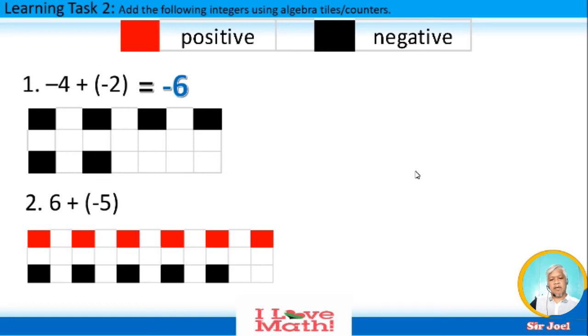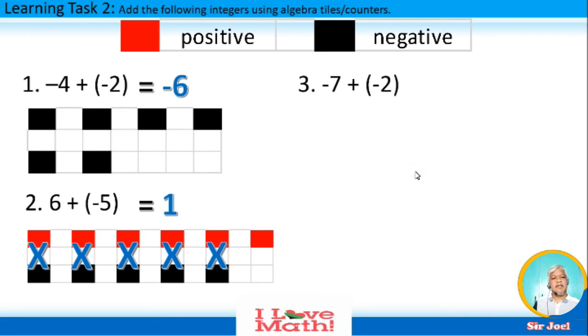So, in this case, very obvious na magkatapat yung red and black. So, pwede natin siyang makancel. Kasi nga, sabi natin kanina, ang sum ng opposite ay 0. So, lahat yun, pag na-cancel, ano ang natira? 1 red square. At dahil 1 red square, red is positive. Tapos, merong isa. So, ang sagot sa problem number 2 is positive 1. Okay? Nasusundan?